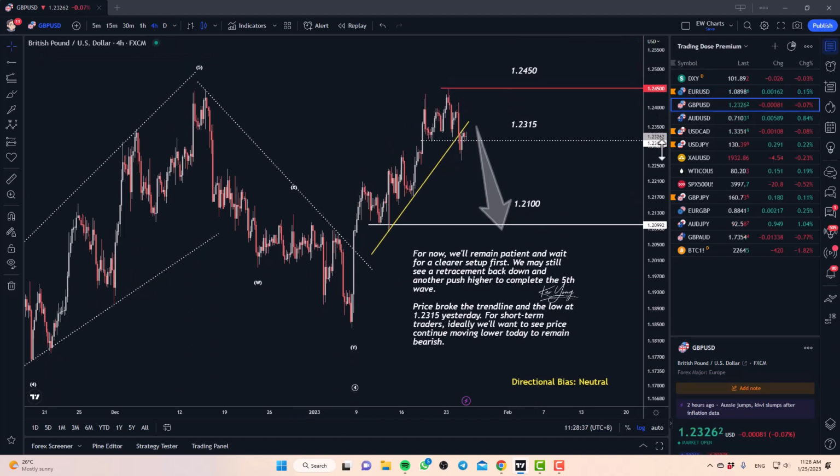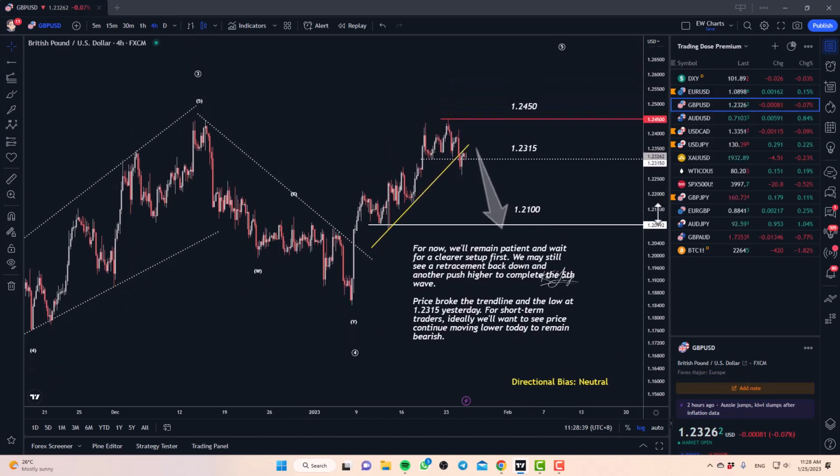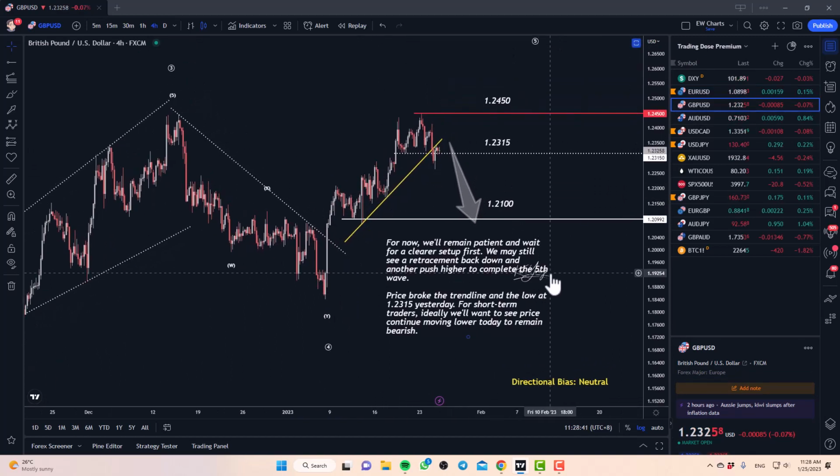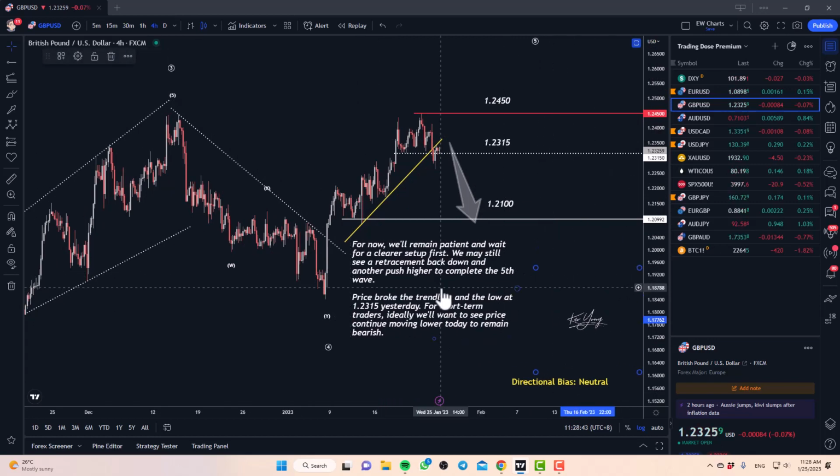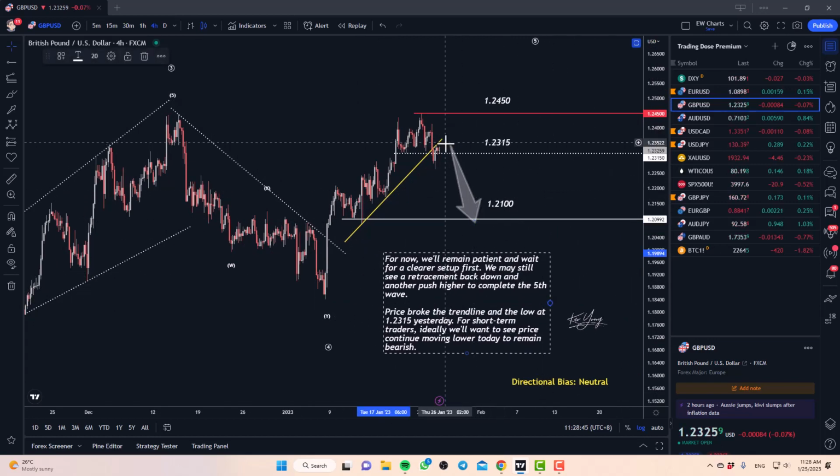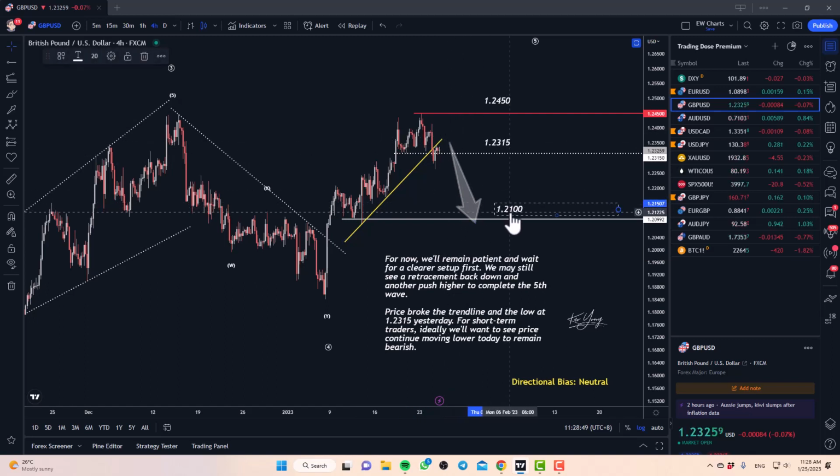Next up, we have the pound dollar. So pound dollar over here, at least for the short term, what I'm seeing is that we might get a near-term move to the downside, potentially towards 1.2100. Recently, the market did break that trend line. It's doing a little bit of consolidation back to a trend line.